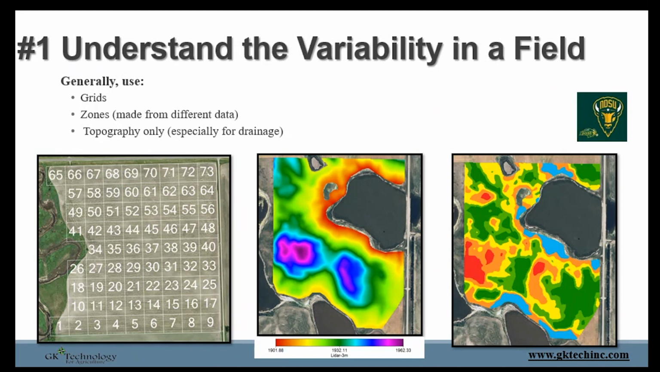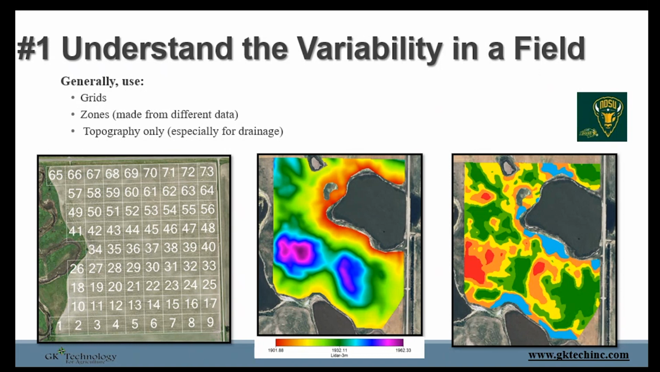So number 1, the first thing you have to do is understand the variability in your field. If you're going to write a variable rate prescription, there has to be a reason why. So where is the variability in your field actually occurring? Well, there are different ways that we can partition that out. You can use grids and grid sampling. You can use zones and topography data as well, which is especially important when you're working with drainage. Makes sense, right? Pretty intuitive.